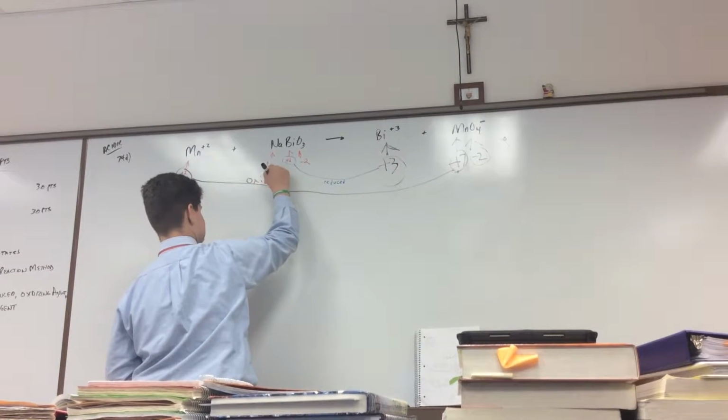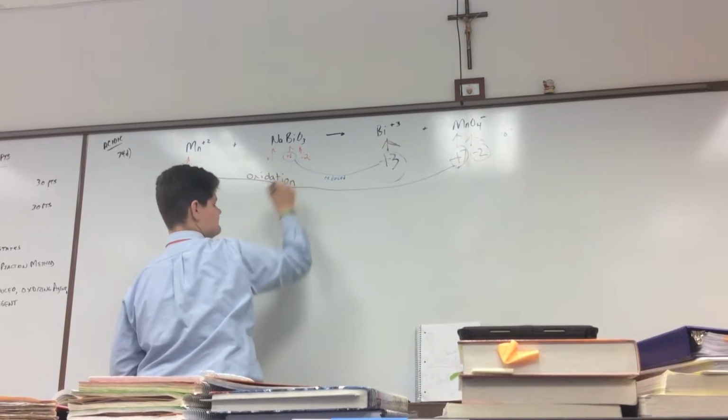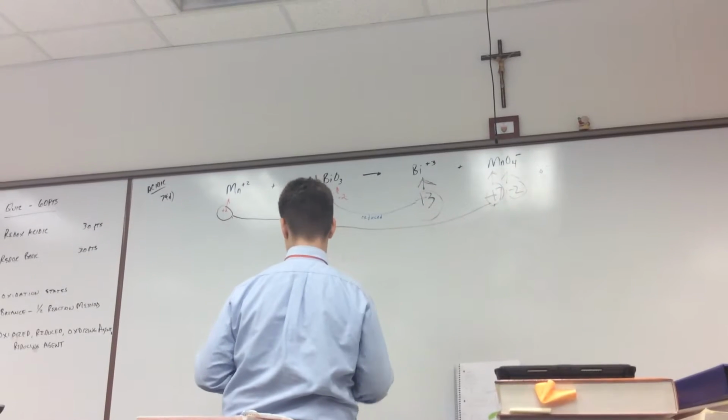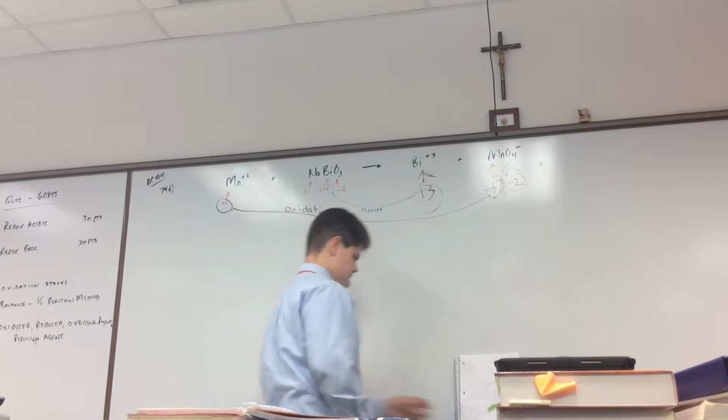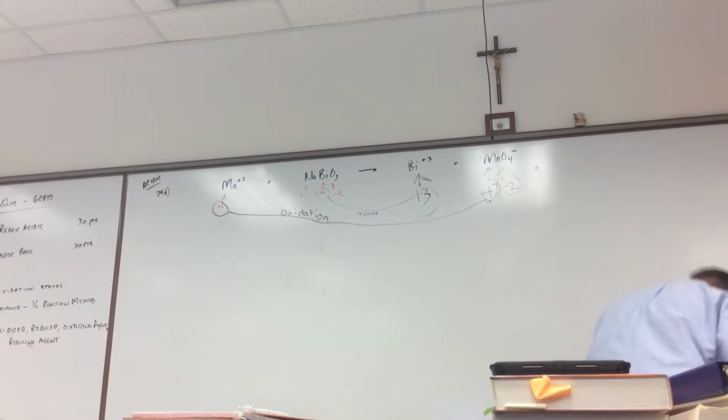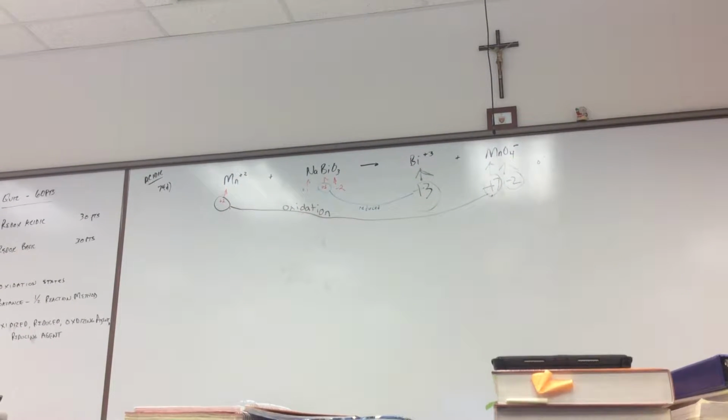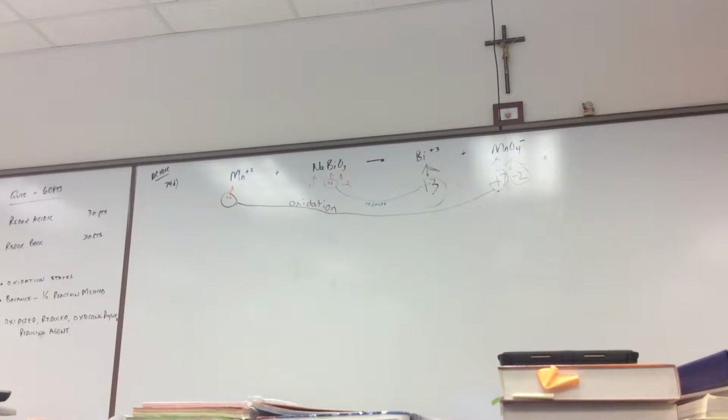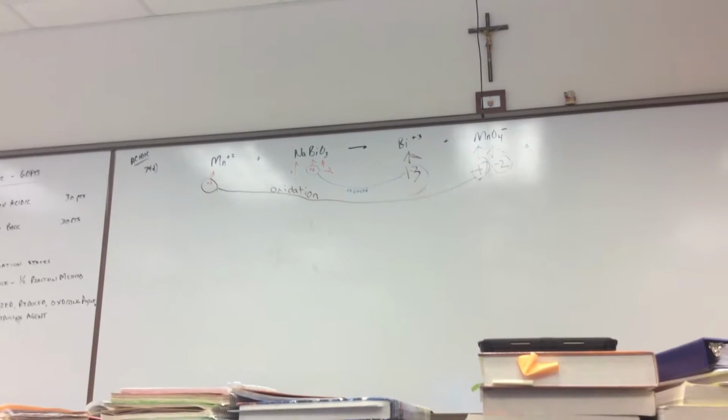Now, as far as, you said, can we identify what's oxidized, what's reduced? Do you see we can already see what's oxidized? Mn is oxidized, right? Mn plus 2 in particular. What's being reduced? Bi plus 5 is being reduced. Okay, we'll write that out at the end.